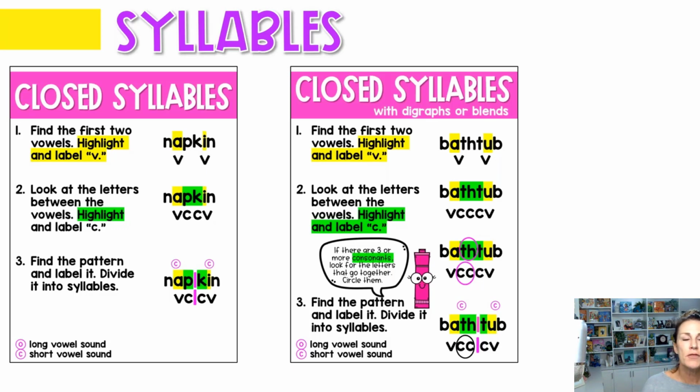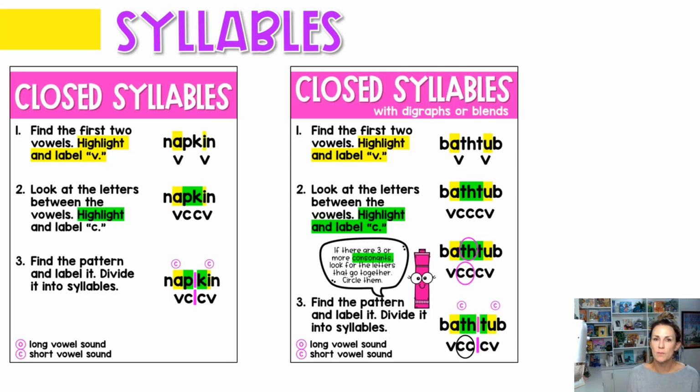We're going to tell them, look for the first two vowels and highlight them, and then label them with a V. So you can see how I've done that in the example there. Look at the letters between the vowels and highlight them, and then label them with a C. Find the pattern and label it. So we can see, we have a closed syllable, N-A-P, right? The vowel is shut in, and then we have another closed syllable, it's shut in, so those are both closed syllables. So now I know I'm going to divide in between the consonants. I know it's napkin, okay?